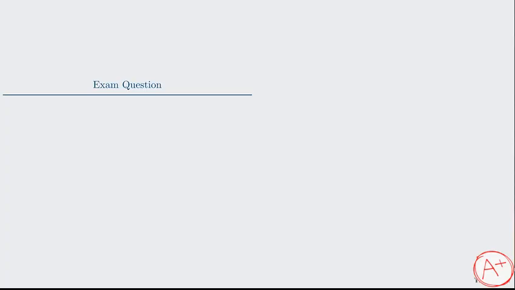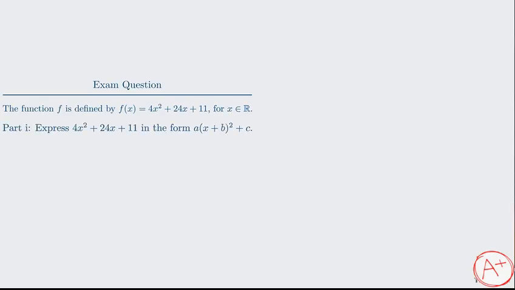Let's look at a typical Cambridge 9709 question. The function f is defined by f of x equals 4x squared plus 24x plus 11, for x a real number. Part 1. Express 4x squared plus 24x plus 11 in the form a(x plus b) squared plus c. Part 2. State the range of f.